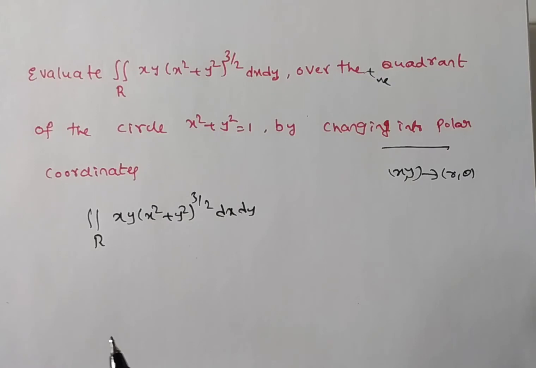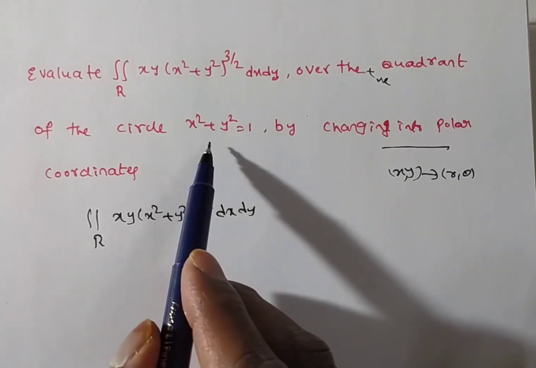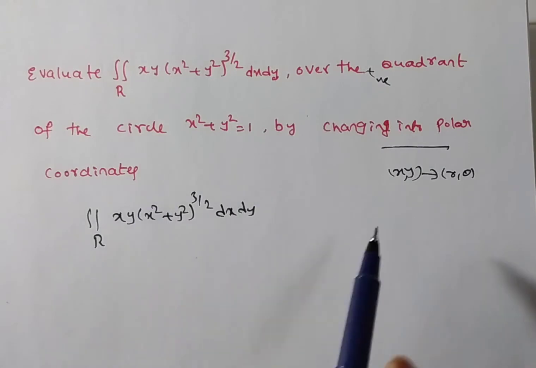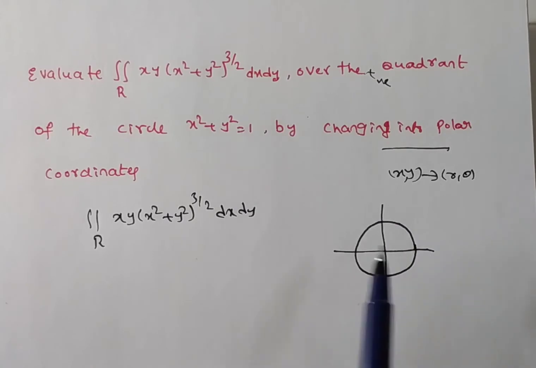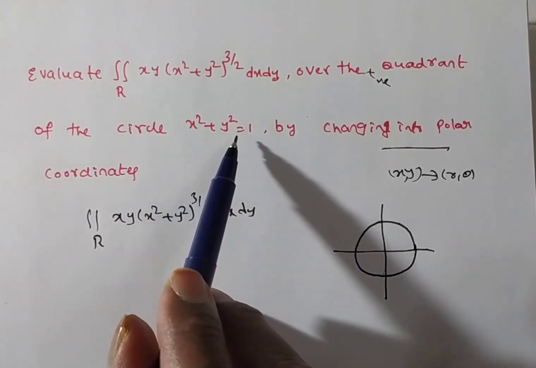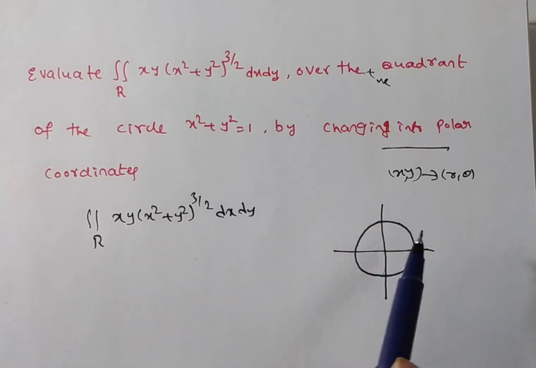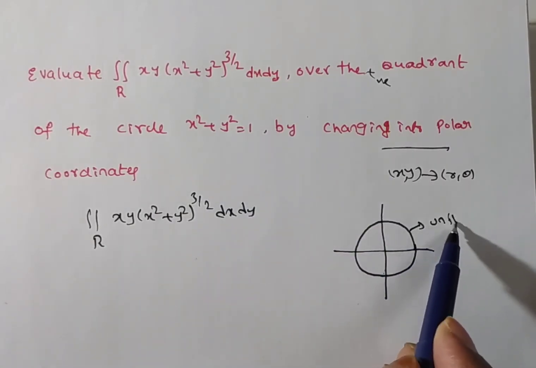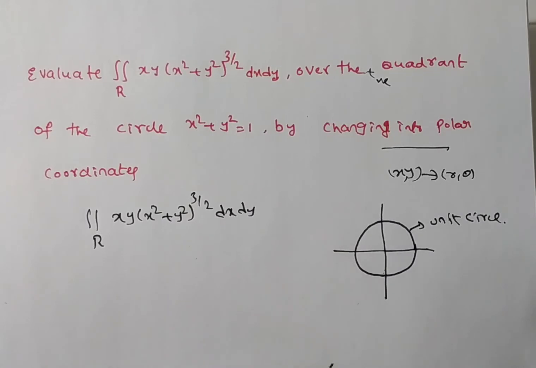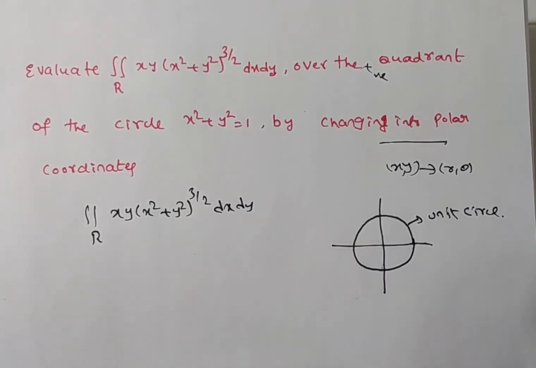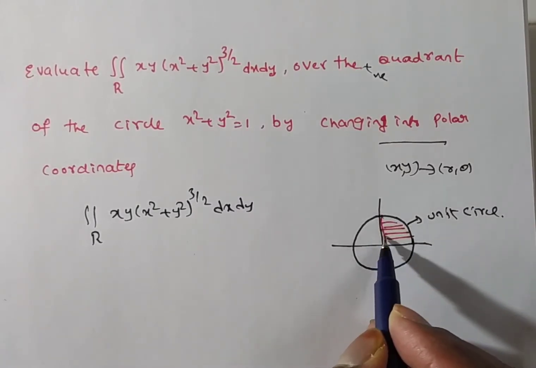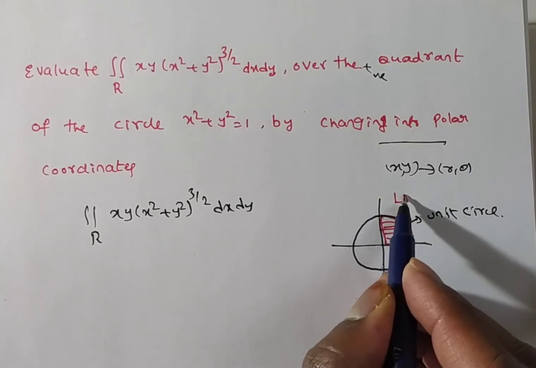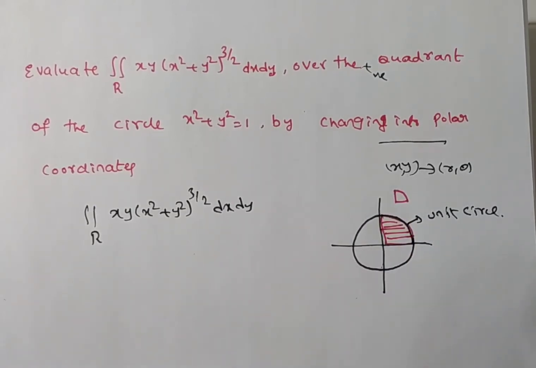So how can you change? First we have to observe the region. What is the region they have given? The region is the first quadrant of the circle. What is the circle you have? Generally a circle with center 0, 0 is in the form x square plus y square is equal to r square. Here r is 1, so you can consider this a unit circle. In the unit circle, the given region is in the positive quadrant only. Positive quadrant means you have to take only this part. So this is our region, and in this region we have to evaluate by changing into polar coordinates.